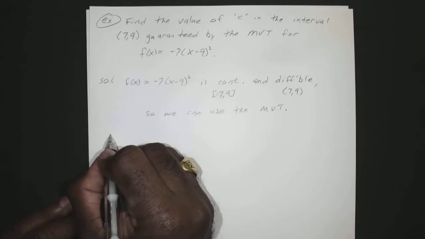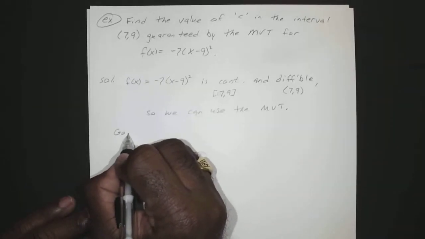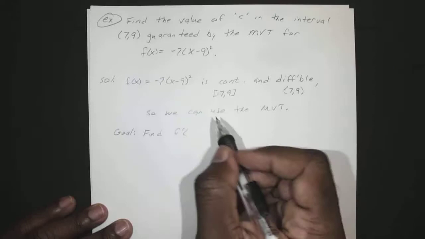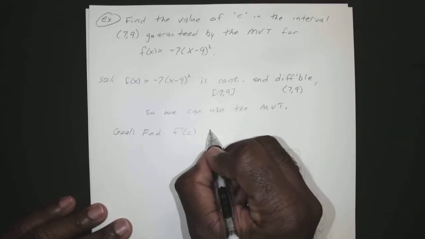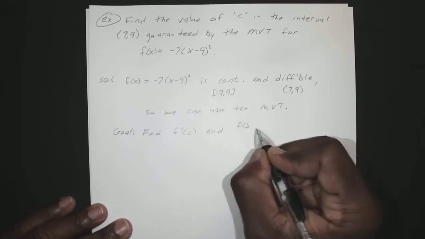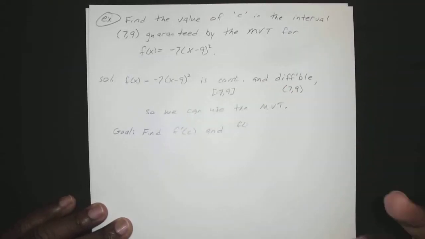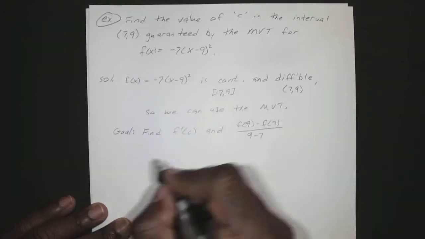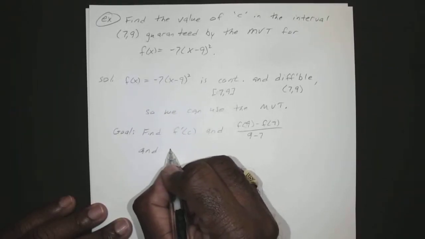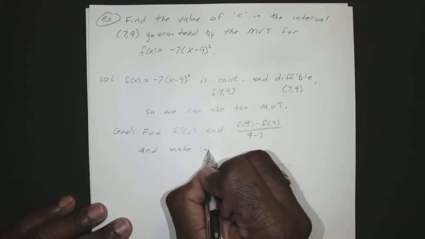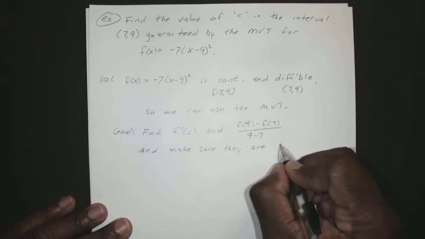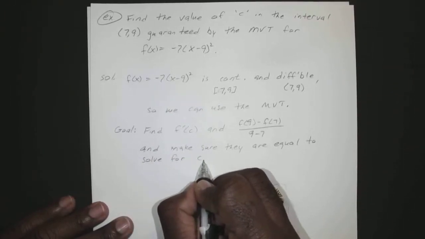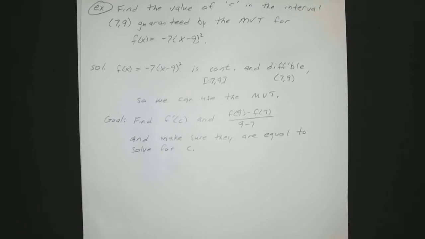Okay. So what we want to do is find f prime of c, and f of b, well, instead of b and a, say f of 9 minus f of 7 all over 9 minus 7, and make sure they're equal, to solve for c. Okay, so that's the goal there.